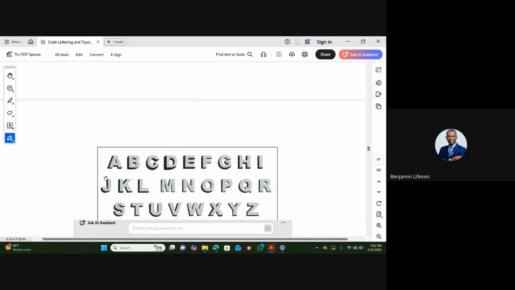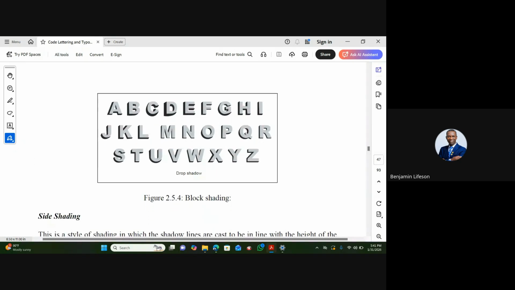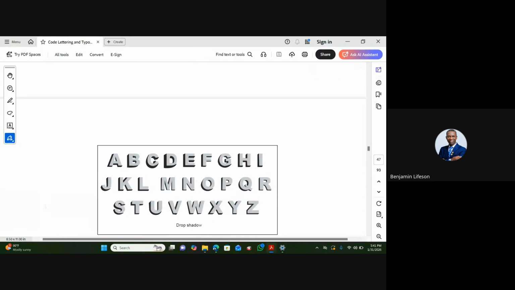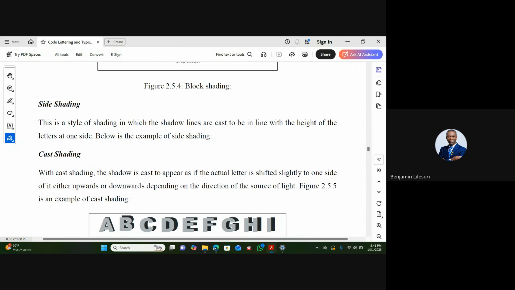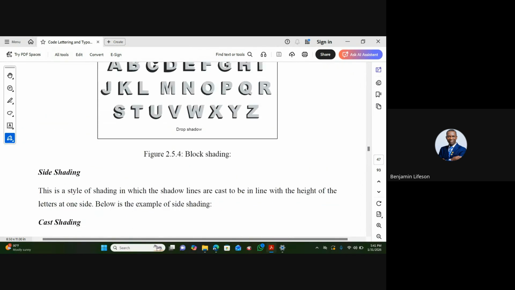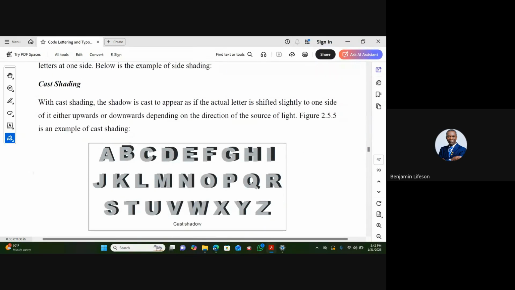We are casting letters over here. So that's an example of drop shadow. Drop shadow, okay, so that is it. Then we come to side shading. So we have the drop one, we have the cast one.